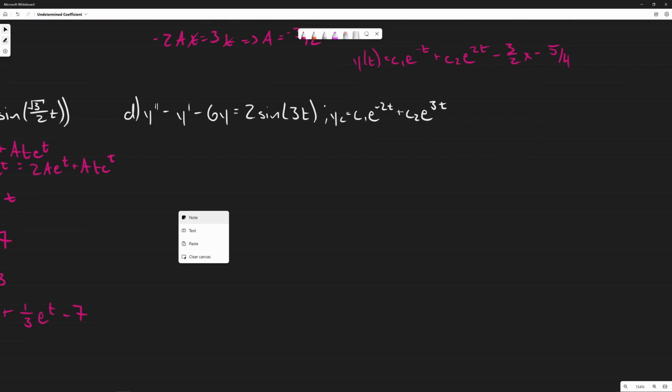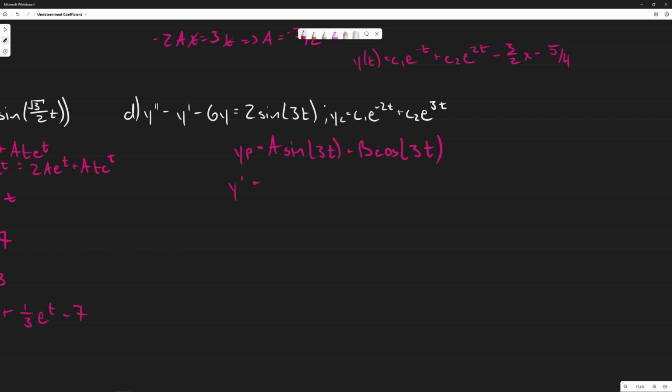And now our last one is a little bit trickier. As we can see, the sine is nowhere in the homogeneous solution. So we're going to let our particular solution be a sine of 3t plus b cosine of 3t. And why are we adding the b cosine of 3t? Well, I did say it's the function and its derivative, and the derivative of sine is the cosine. And so we're just going to go ahead and do the derivative.